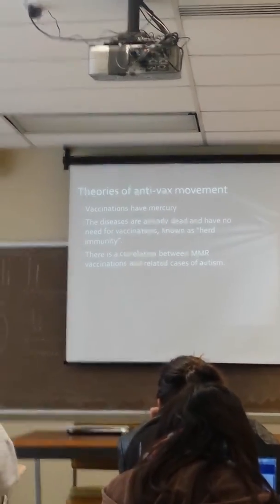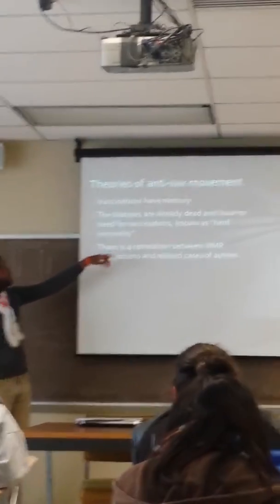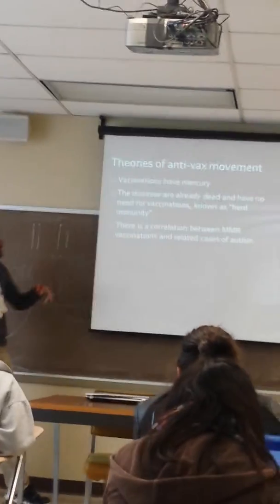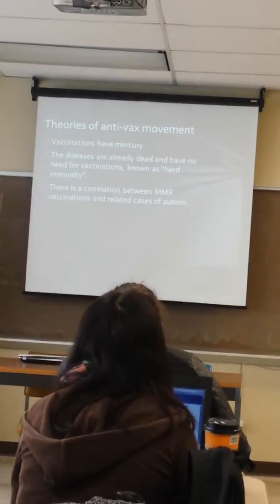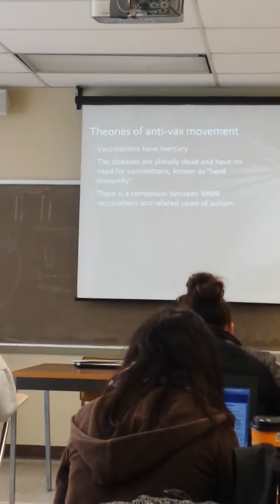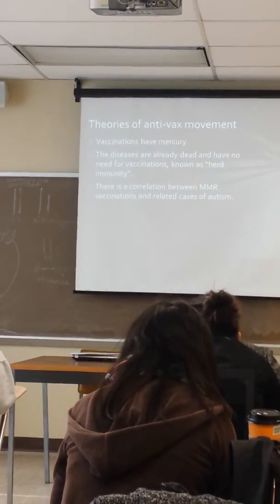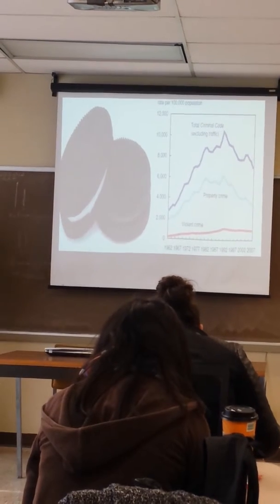Okay. So these are the theories we just stated. Vaccinations have mercury. The diseases are already dead, and there's no reason for vaccinations, otherwise known as herd immunity. And there is a correlation between MMR vaccines and autism. So we're going to skip ahead to the third part.